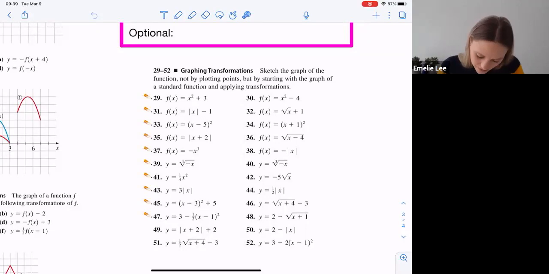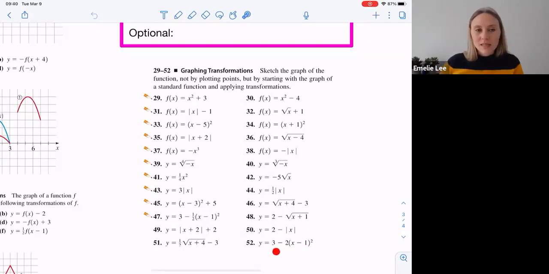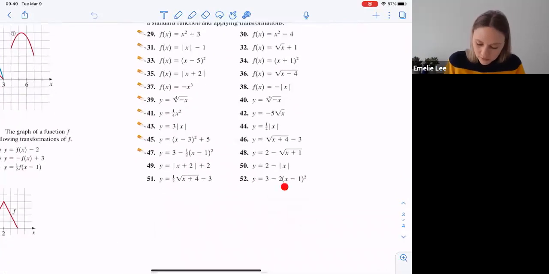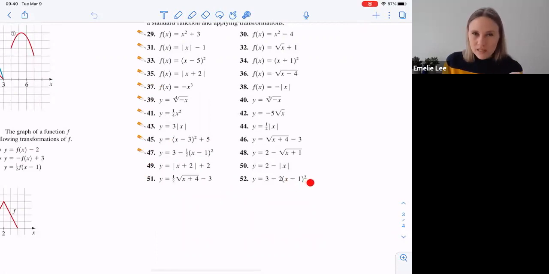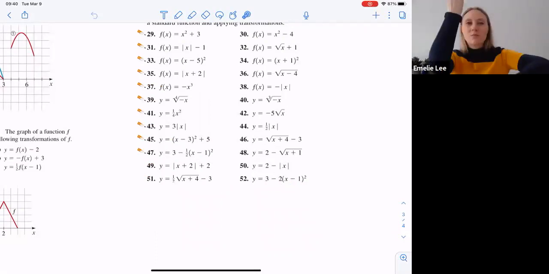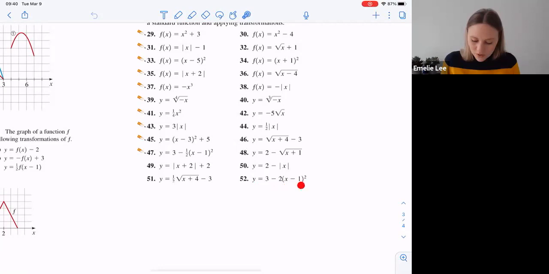And you can even do something like 52, noticing that if you let the original function be x squared, then this is x minus 1 squared, so that's f of x minus 1, times 2, but then it's negative, right? So then we got to stretch by 2, and then it's flipped on the x-axis, and then we move up 3 units, right? So this is a huge transformation, but if you're able to build up to this one here, or 51 or 52, you've got the stuff in the bag.